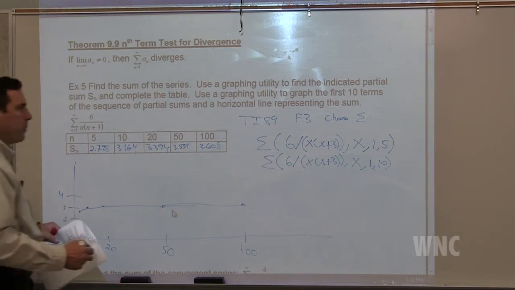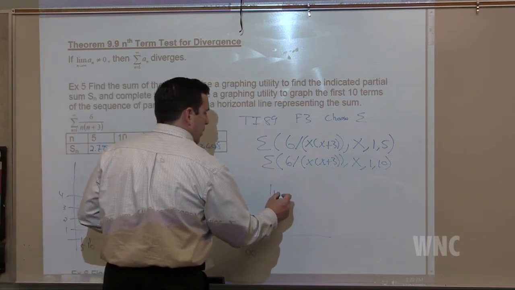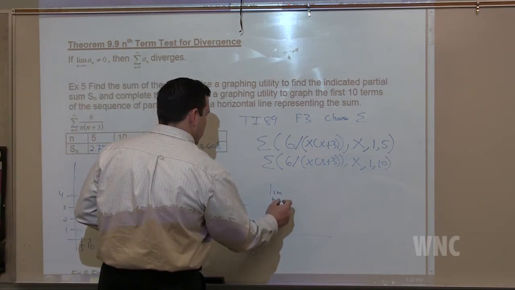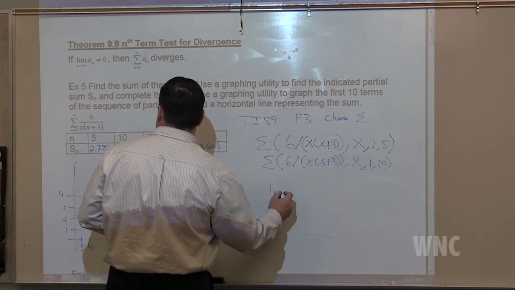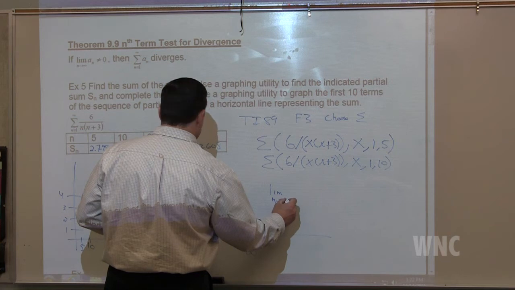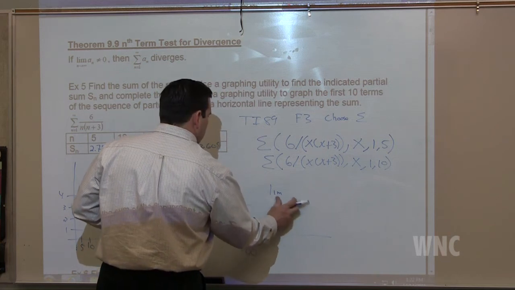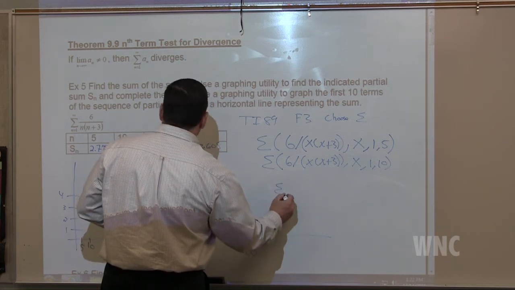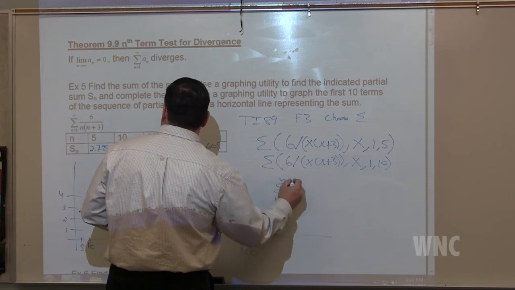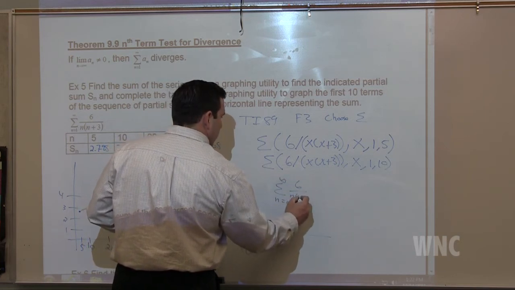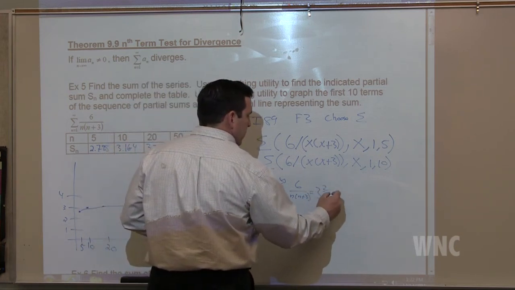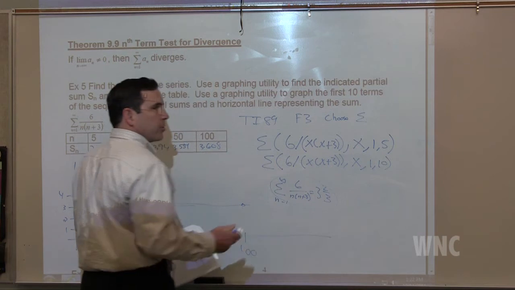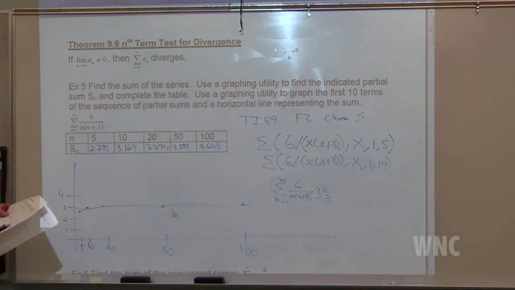And the limit, by the way, as n goes from 0 to infinity, no, I think we have to go from 1 to infinity. Sorry, not limit, the infinite sum as n goes from 1 to infinity of 6 over n times n plus 3 is going to be 3 2/3. You can get that by doing partial fractions.